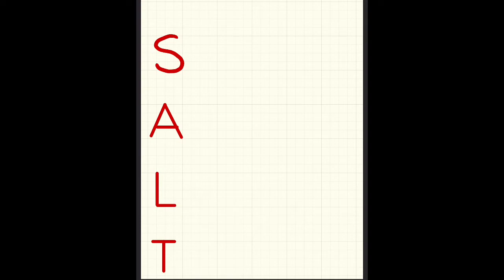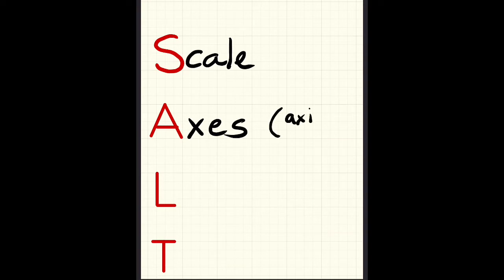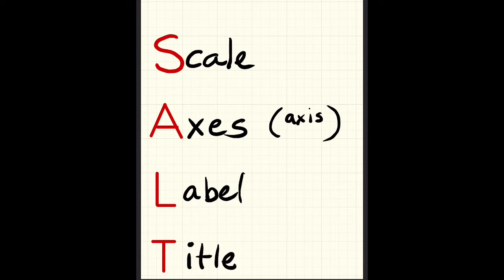S stands for scale, and we will talk more about that later. A is for axes, which is the plural of axis. Axis is singular, axes is plural. And then L for label and T for title. So all of these are important parts of your graph, okay?